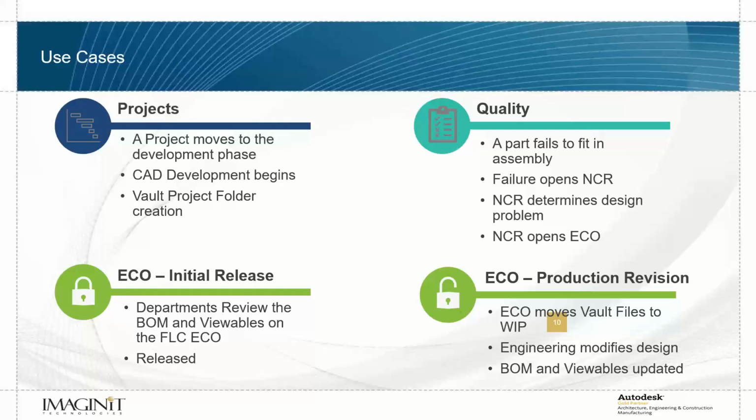Another idea would be, what if we get to quality and something fails? If we realize that we have a test and it fails, we need a nonconformance report. That nonconformance report gives us a design, there's a design problem, so that nonconformance report opens an ECO. That ECO in Fusion can move Vault files to work in progress. People get notified, we update the files, and we push them back.